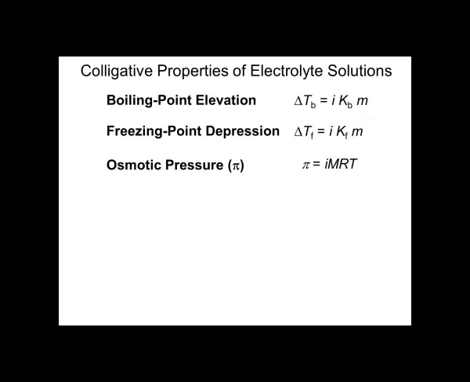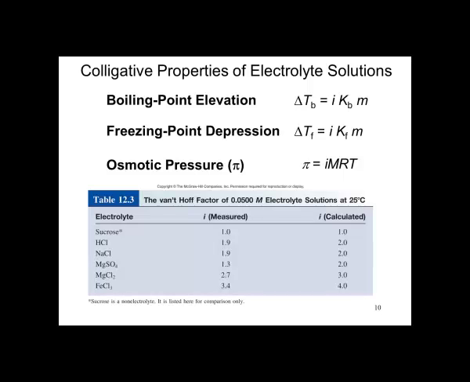For electrolyte solutions, the colligative properties are multiplied by an i factor. So the freezing point depression is i times Kf times the molality. The boiling point elevation is i times Kb times the molality. And the osmotic pressure is equal to i times the molarity, RT. Here are van't Hoff factors, actual and measured.